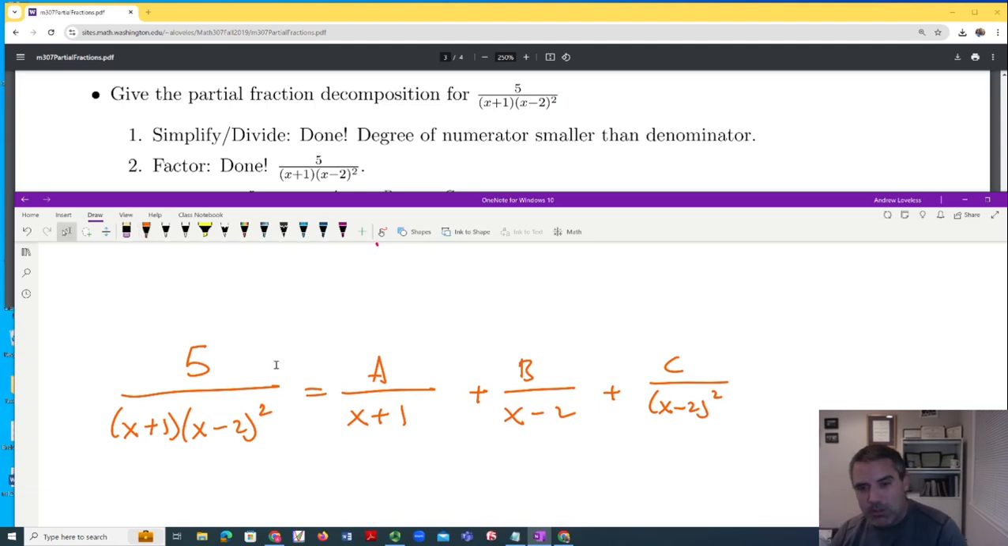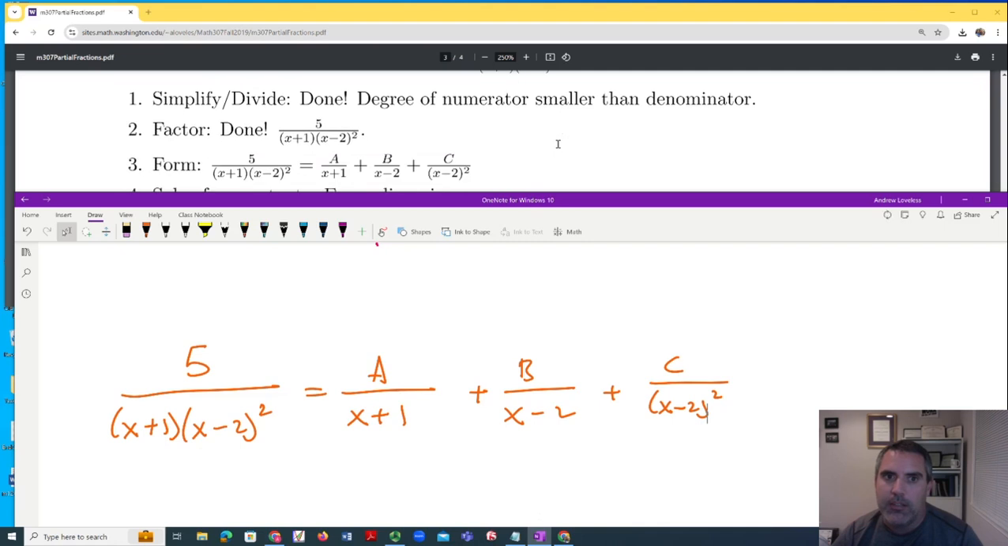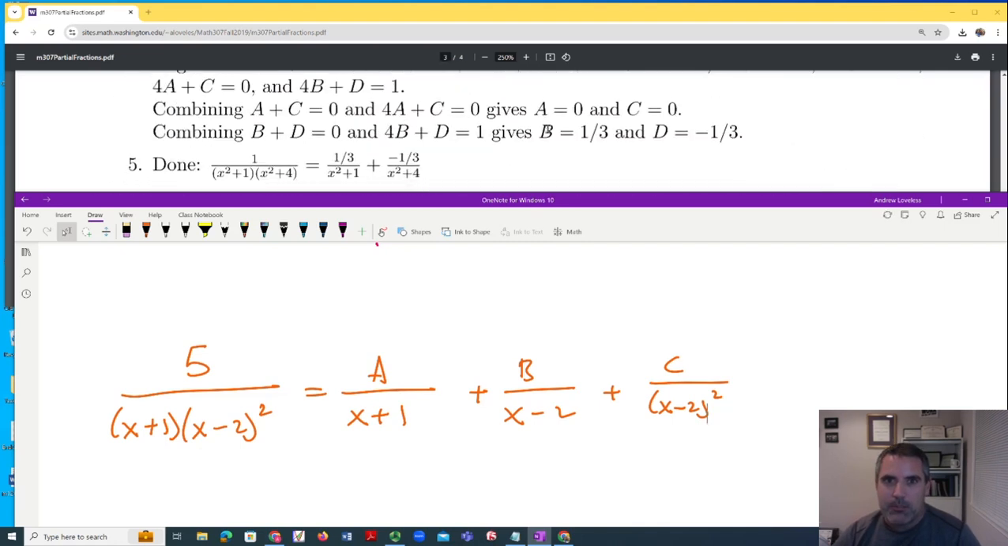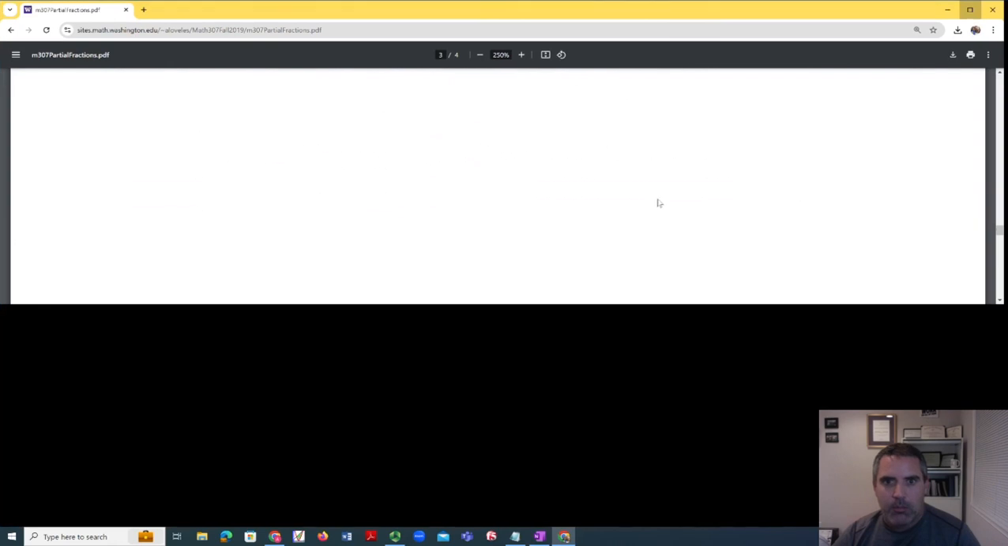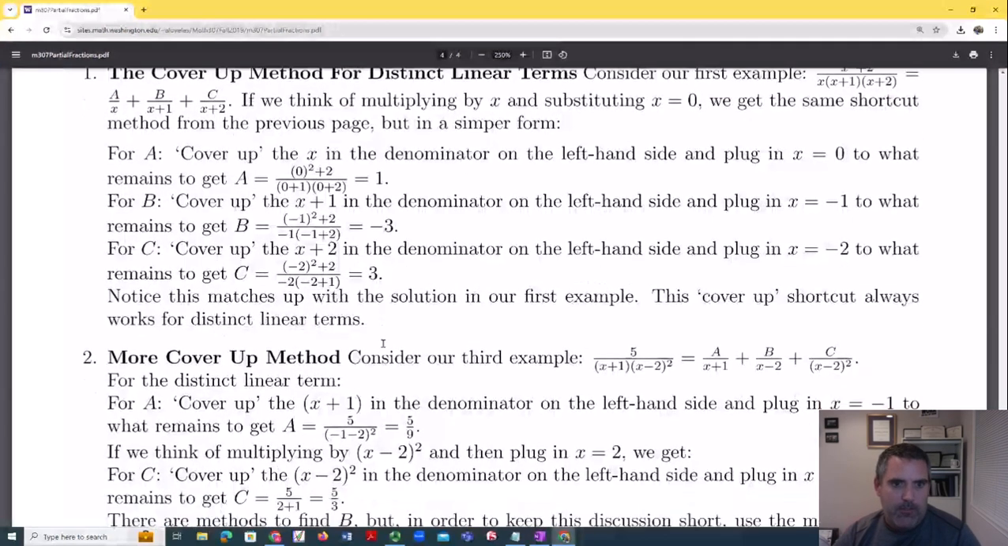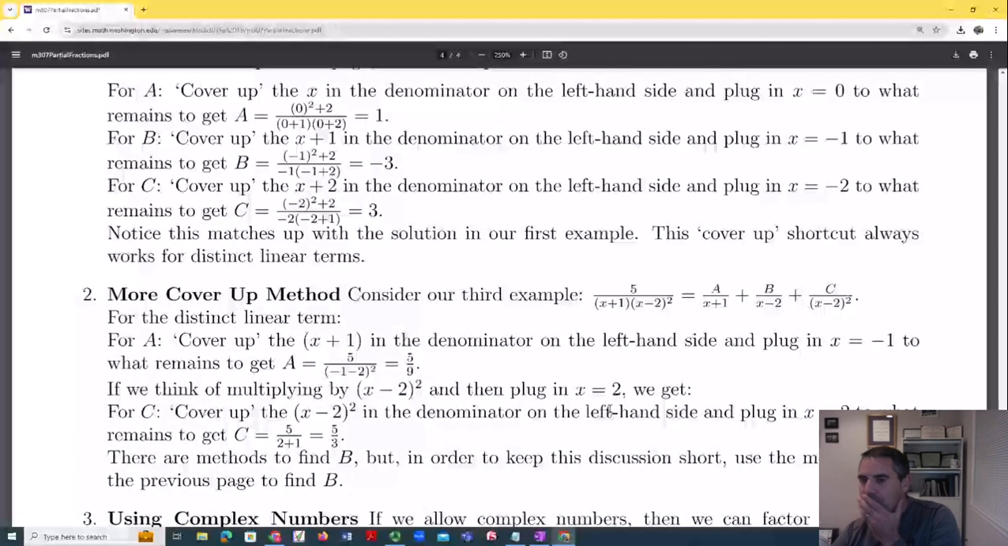Cover-up method doesn't work here because you only have 2 things to plug in, but 3 things to find. Okay? So I like comparing coefficients. To me, that's the best way to go. But when I was teaching this class last time, I tried to come up with a way. So we already talked about that. The cover-up method, for this example, says cover up the x plus 1. And when you do, it's kind of like we're thinking of multiplying by the x minus 2 squared.